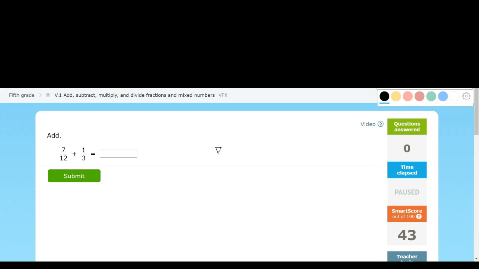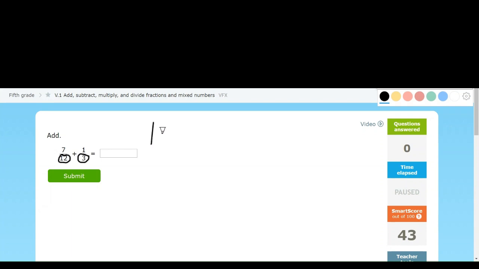Today, we're going to be talking about adding and subtracting fractions. The important thing with adding and subtracting fractions is that you must remember that the numbers at the bottom of the fractions that you're adding and subtracting must be the same. In this case, 3 and 12 are not the same, so we must make them the same. How do we make them the same?